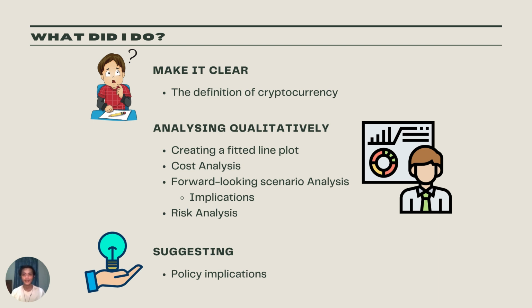There are four types of analysis that I have done, which are creating the fitted line plot, performing cost analysis based on the existing published data, doing forward-looking scenario analysis and trying to find any study that could support such a scenario, and lastly, performing an analysis on the possible risk that cryptocurrency adoption can bring to the stakeholders in this economic issue. Based on the findings of all my analysis, I suggest what policy implication can be taken by the policymakers.